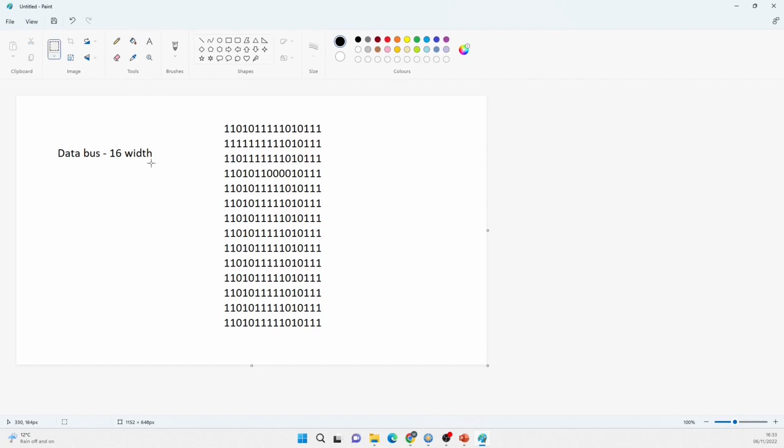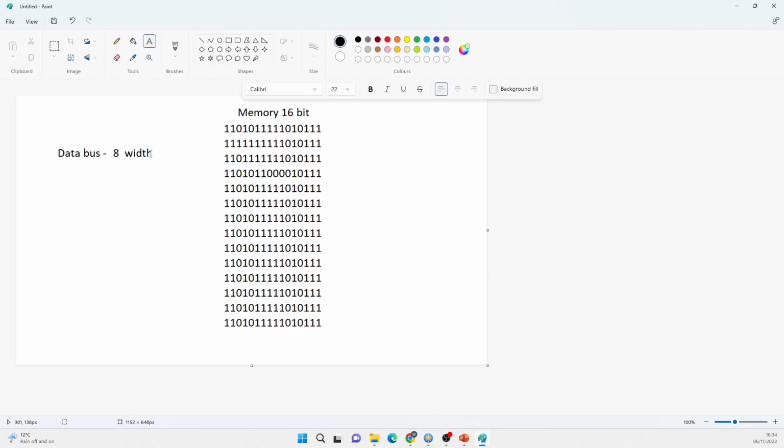Okay? If unfortunately the data bus was only 8 in width, it would take me 2 operations to send one piece of memory across, because I've only got 8 wires to send it on. So I'm going to send the first 8 followed by the second 8. And there are systems that do that to save money on a data bus. But normally you find they're the same. But they might ask you a weird question like this.